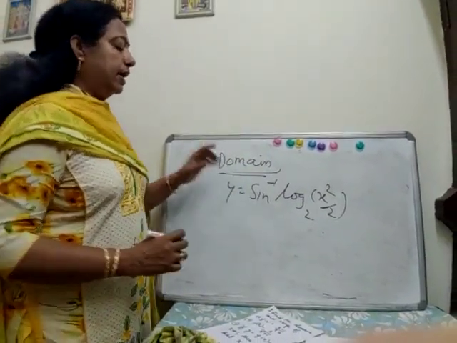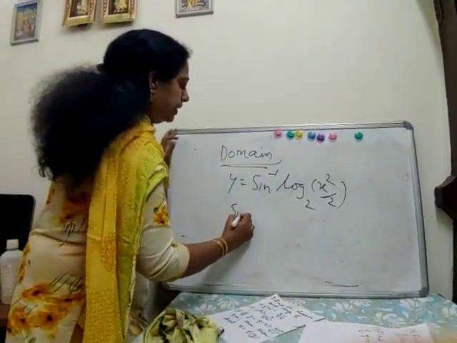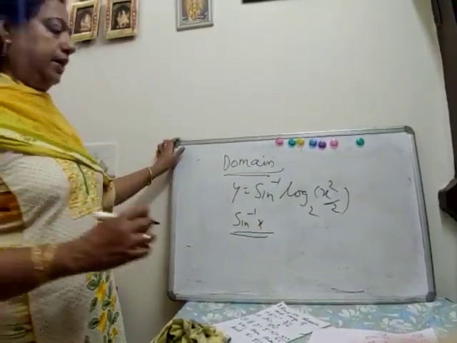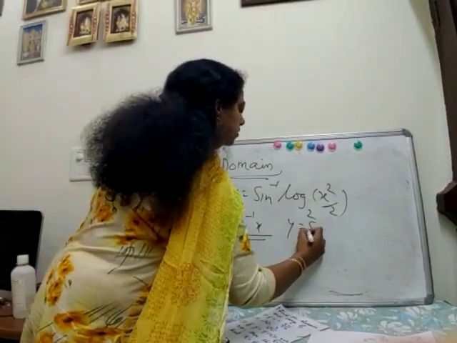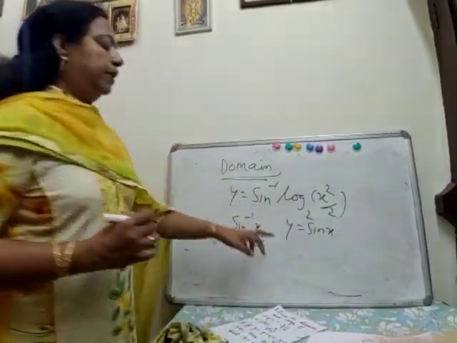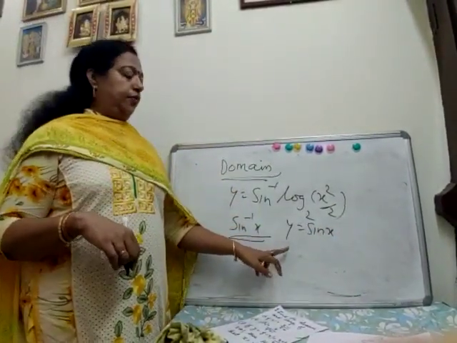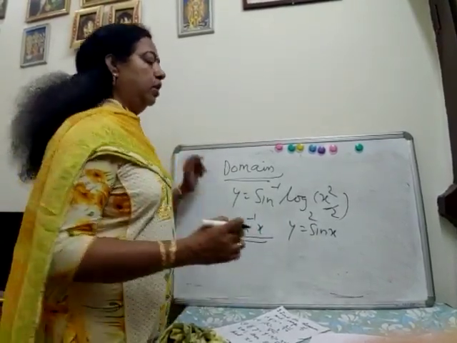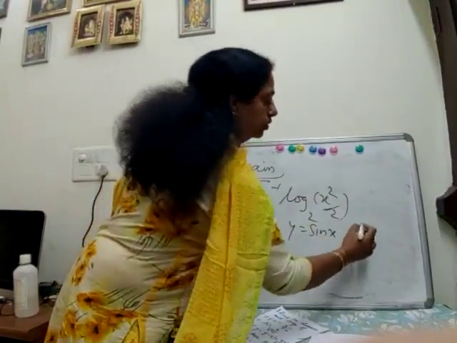So the domain, you know, of sine inverse x. What is sine inverse? Sine inverse x means it is the inverse function of sine x. Suppose I take y equal to sine x. What type of function is it? It is a many-one into function. We know that the inverse is possible only for one-one onto functions. So we have to make this one-one onto.